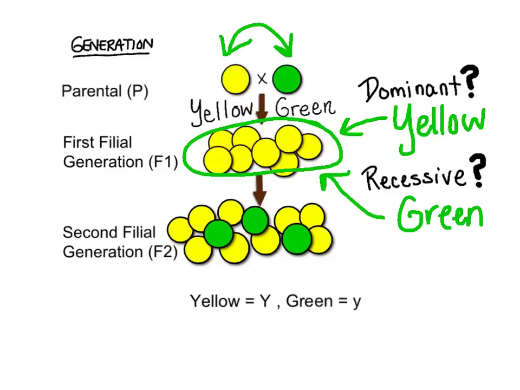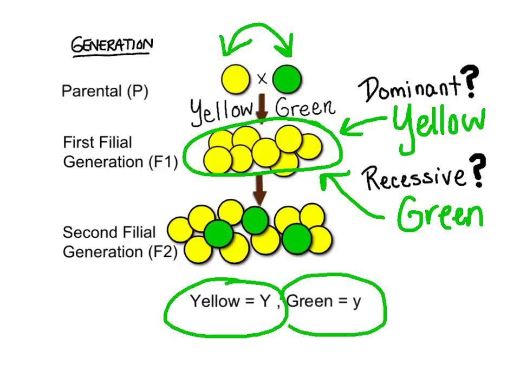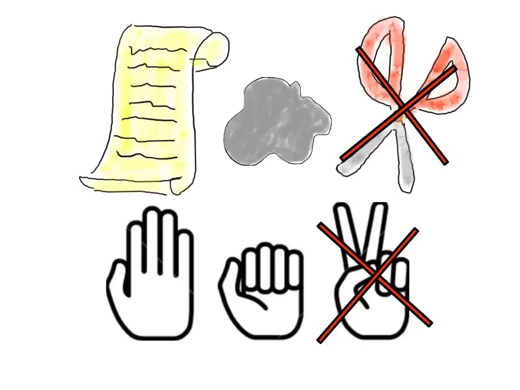For the way in which we write things in science, the dominant one is going to be a capital Y, and then the recessive allele is going to be a lowercase y. So Y for yellow, because yellow is dominant, and then we just use a little y for the green allele. Every single pea has two alleles, and we're going to talk about how this affects the actual color that you see.